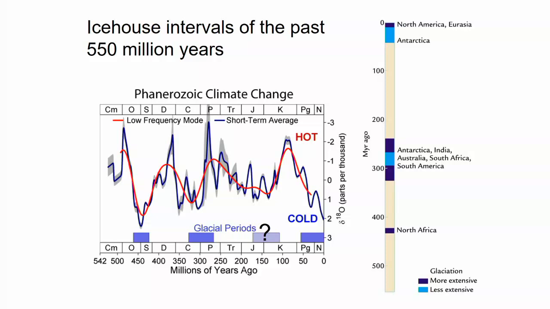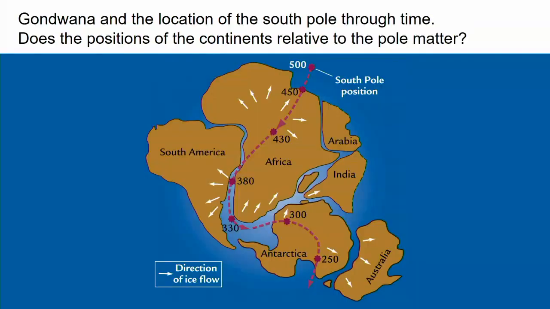So we're matching these together. This gives us confidence in our understanding because we've got 2 sets of proxies, these oxygen isotopes and the geological evidence, that are in agreement. So the question is, why is the climate changing over these very long timescales?